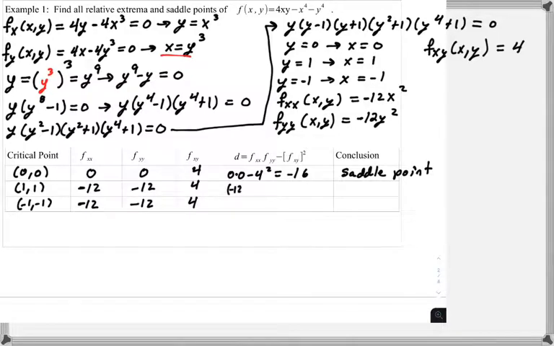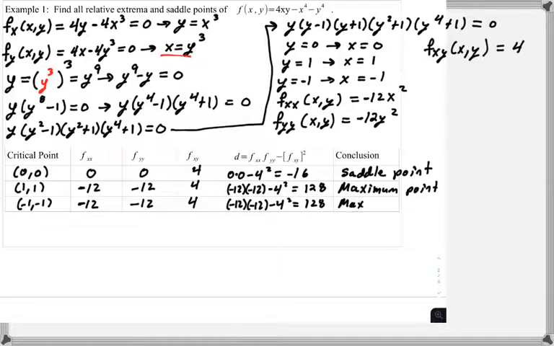Next one we're going to do is minus 12 for the point 1, 1, times minus 12, and then minus 4 squared. So it's going to be 128. So your second partial with respect to x is negative, but the D is positive, so that's going to tell us that we have a maximum point. And we're going to have the exact same thing happen at the point minus 1, minus 1. That's also a maximum.